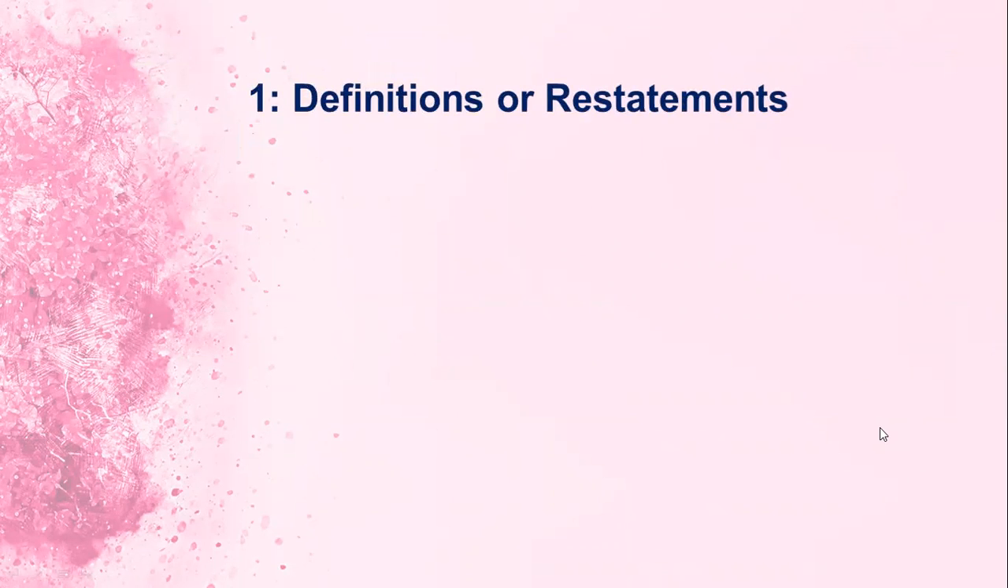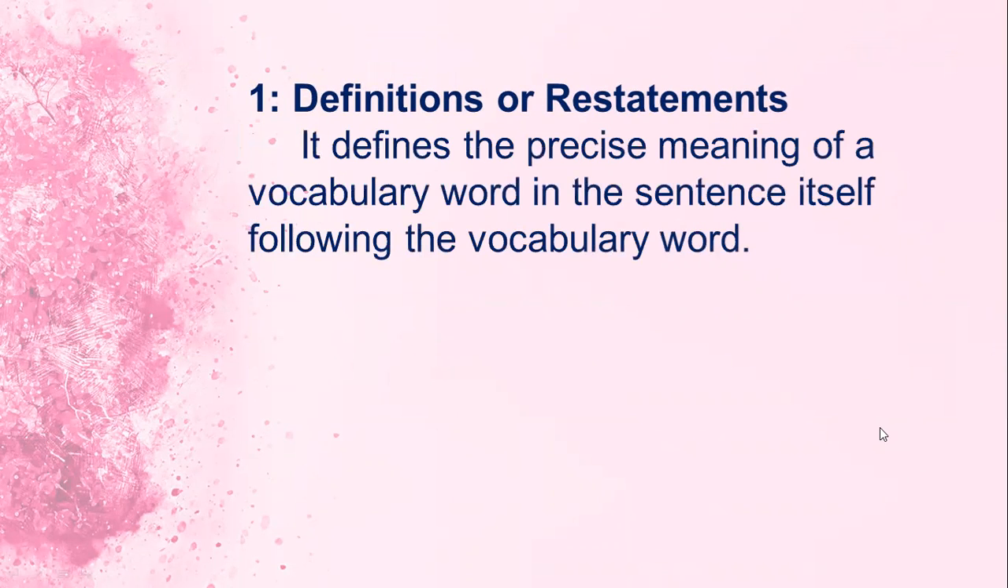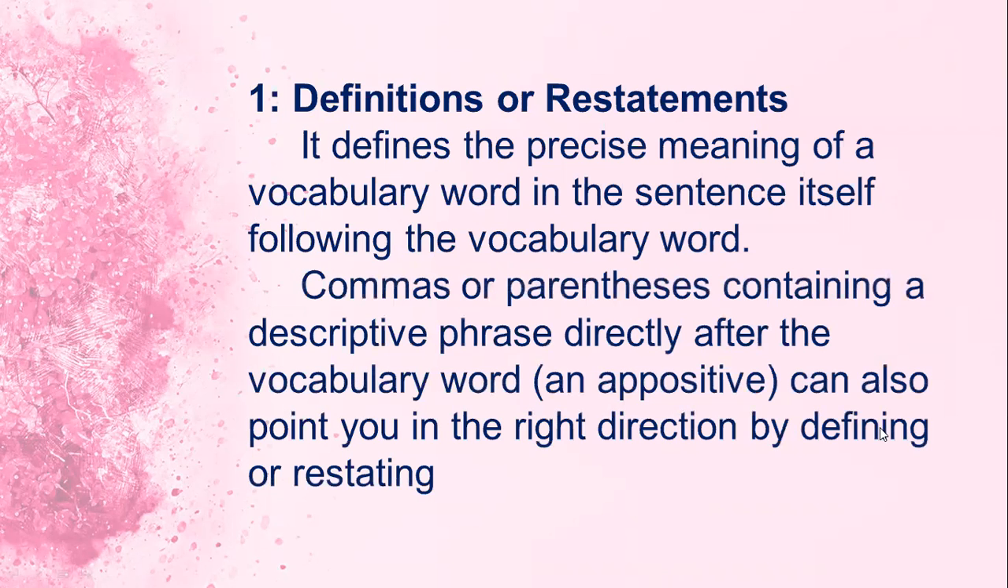Definitions or restatements. It defines the precise meaning of a vocabulary word in the sentence itself, following the vocabulary word. Definition gives the exact meaning or the definition of a word. Commas or parentheses containing a descriptive phrase directly after the vocabulary word can also point you in the right direction by defining or restating.